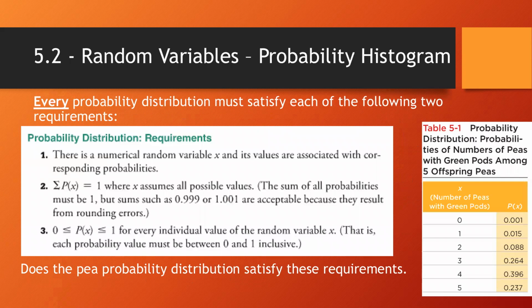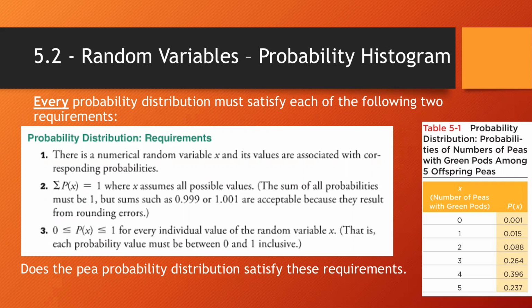So, probability histograms. Every probability distribution must satisfy each of the following two requirements. Notice that there are 3 below. That's because some textbooks have just the 2 and some have the 3. I put that in there so you guys make note of it.